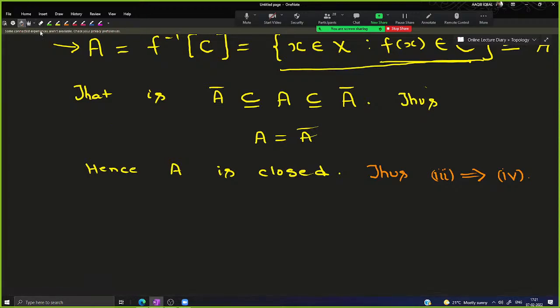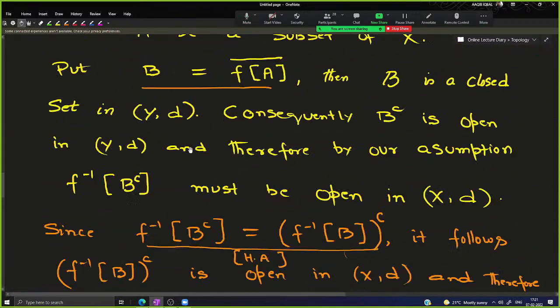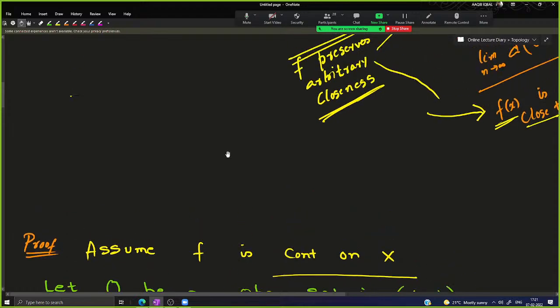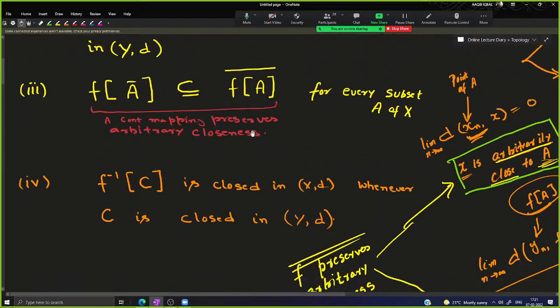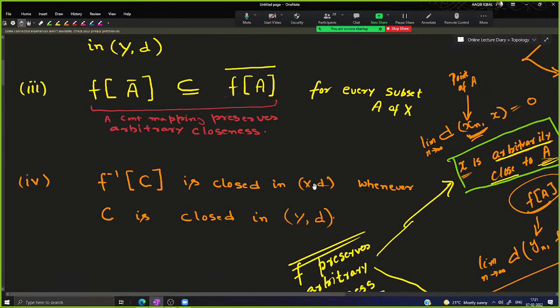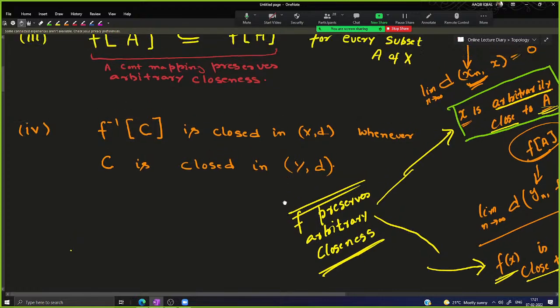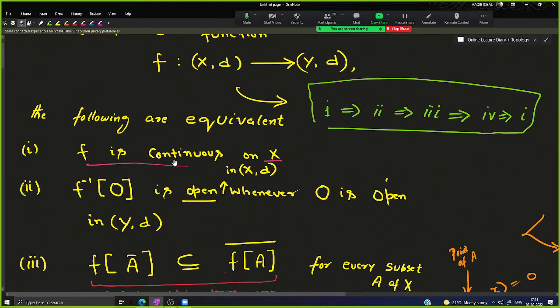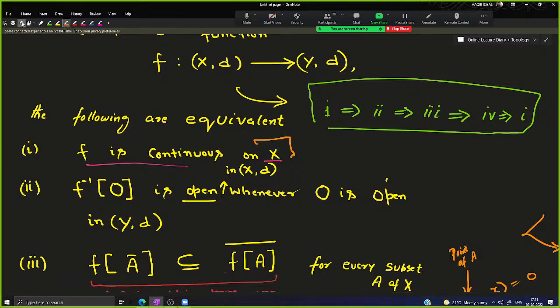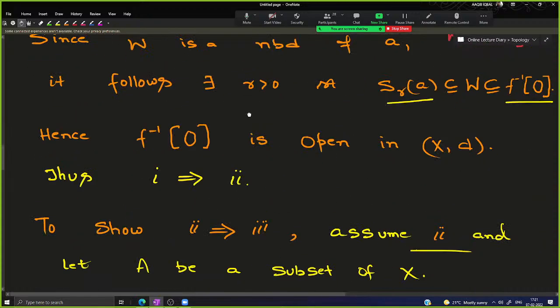फाइनली मैं आपको दिखाऊंगा 4 implies 1. 4 implies 1 में आपको क्या करना है? You have to assume 4. That means you have to assume f inverse C is closed in X_τ whenever C is closed in Y_d. और यहाँ से मैं आपको दिखाऊंगा अगर ऐसा है, if this is true, then the function must be continuous on the whole space. It must be continuous on X. That means on the whole space. चलिए अब इसी को करते हैं.